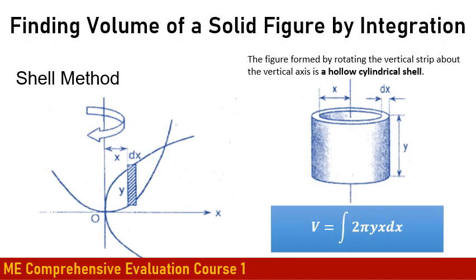Then we have the shell method. We use the shell method if the volume that we will be able to form when we rotate the strip is a hollow cylindrical shell. Say for example this one, if we rotate the strip, you can see that we will be able to create a hollow cylindrical shell with a thickness of dx, with a radius of x, and with a length of y. So the volume of this shell now will become 2 pi y x dx. So the length, the width, and the height.